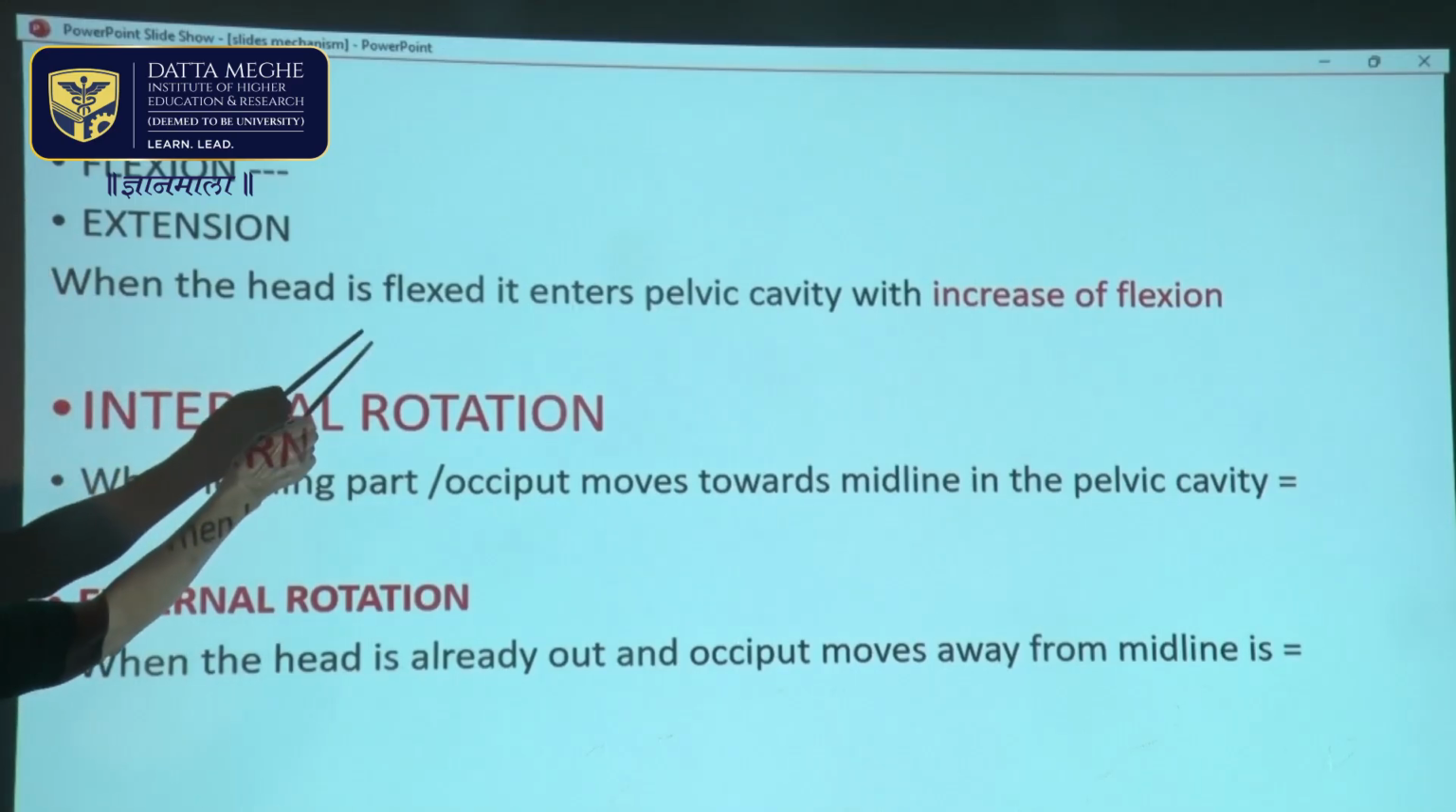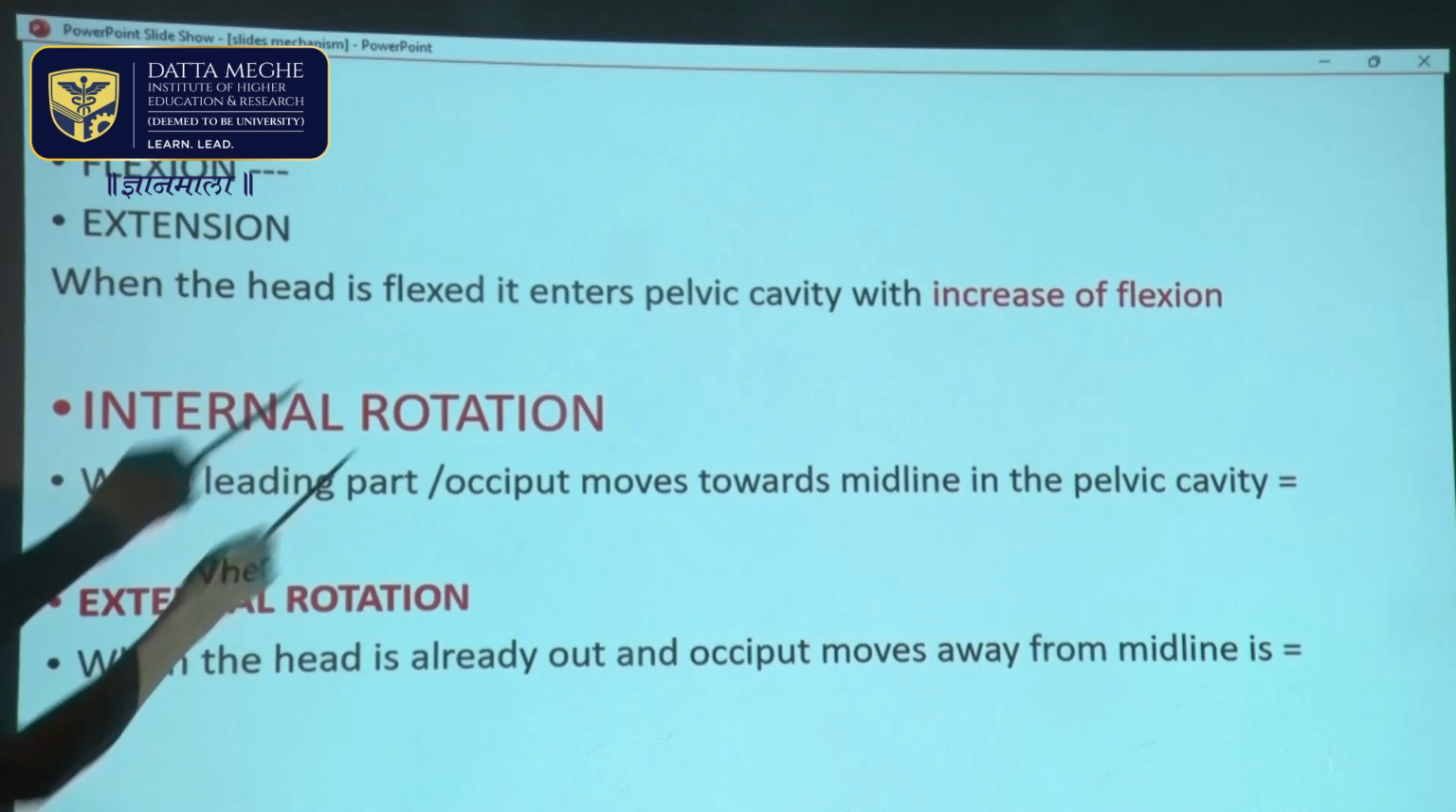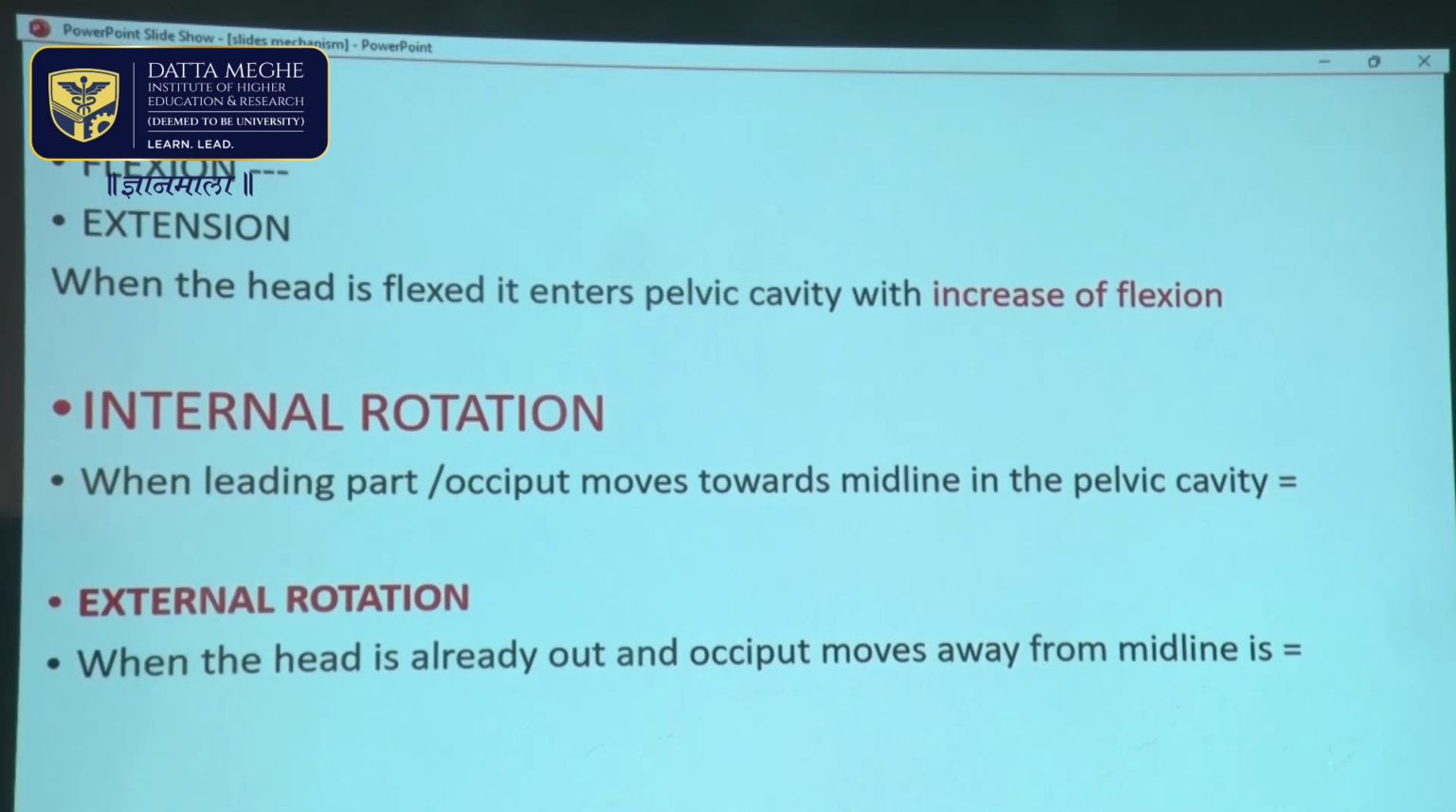When the head is flexed, it enters into the pelvic cavity. If it is deflexed, the larger diameter of the head, that is suboccipito-frontal diameter, 10 centimeter is there, but with increase of flexion, a smaller diameter enters into the pelvic cavity, that is suboccipito-bregmatic diameter, it is 9.5 centimeter. So, with that there is engagement of the head.